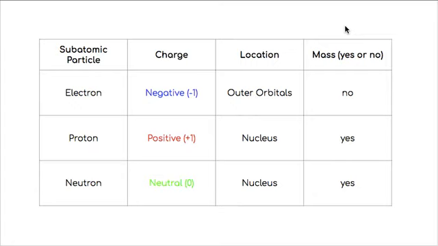And as we see what we just discussed, the electron has a negative charge, or charge of -1, is located in the outer orbitals, and does not have a mass that contributes to the overall mass of the atom. Proton, being a positively charged particle, is located inside of the nucleus and does have a mass which contributes to the overall mass of the atom. And the neutron, being neutrally charged or having a charge of 0, is located inside the nucleus with a mass that does contribute to the overall mass of the atom.